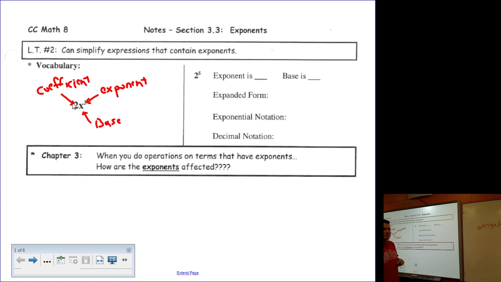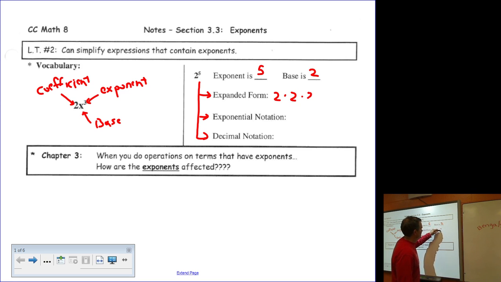Over here I have another example of 2 to the 5th power. Of course, the exponent is the 5 and the base is the 2. And here I wanted to show you 3 different ways that this expression could be written. One way it could be written is in expanded form. Expanded form is when you use the exponent and show what the exponent means. It means to write it out as a multiplication problem. 2 times itself 5 times. That would be expanded form when we show it as a product.